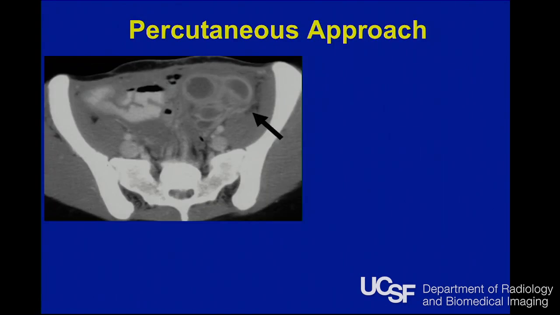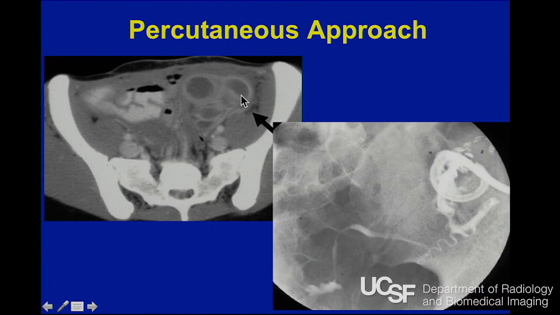As far as approaches, a percutaneous approach is reasonable if it's superficial enough, like in this case. But sometimes it's too deep. Here you are, there's a tube check, which actually gives you a kind of a freebie hysterosalpingogram. There's the fallopian tube.